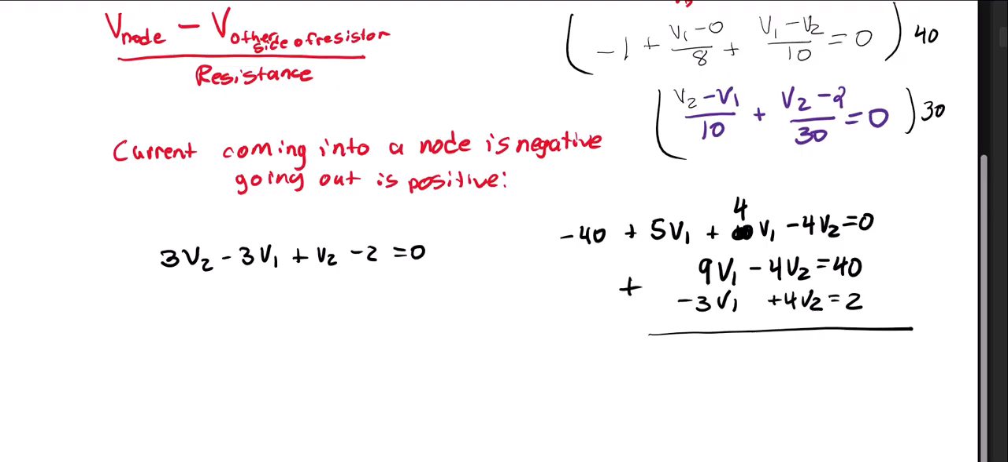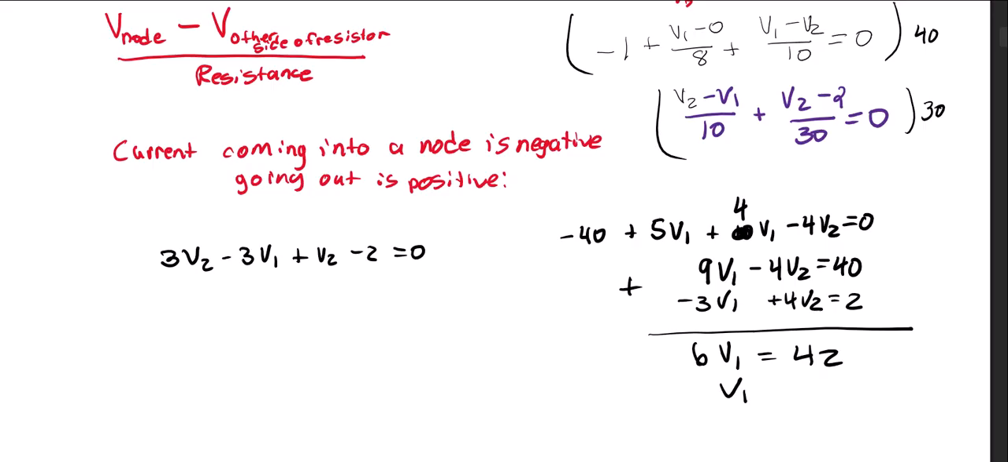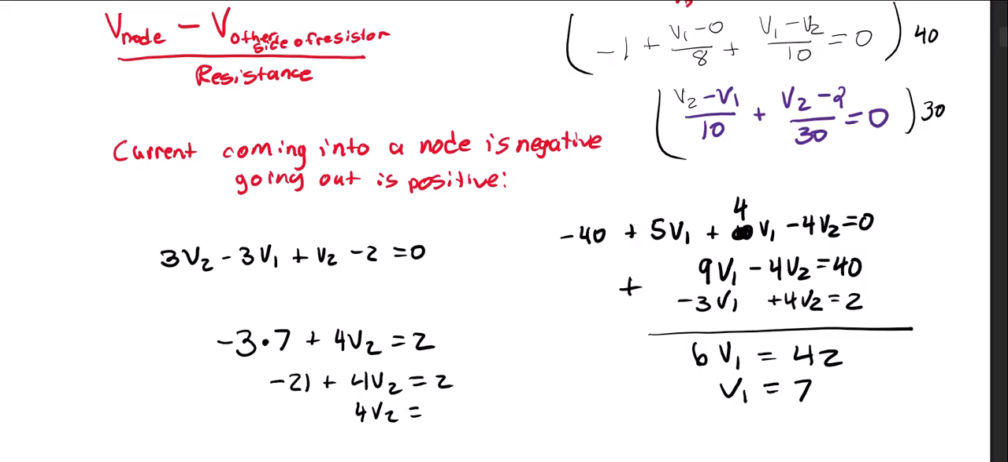So solving those, I get 6V1 equals 42, or V1 equals 7. And then I'll pick the bottom one to plug into. Minus 3 times 7 plus 4V2 equals 2. Minus 21 plus 4V2 equals 2. 4V2 equals 23. Oh, I liked it when I got an even number there, but V2 equals 23/4.